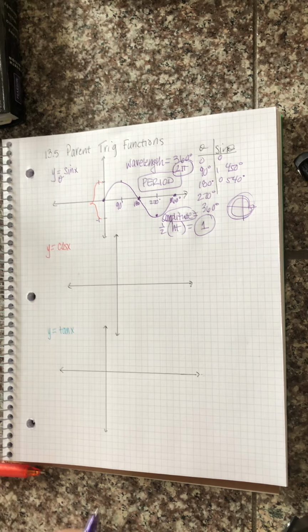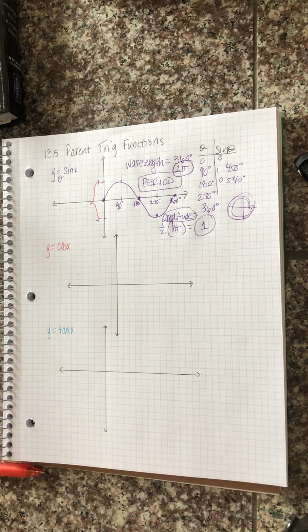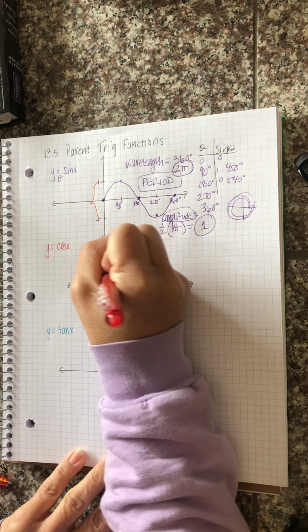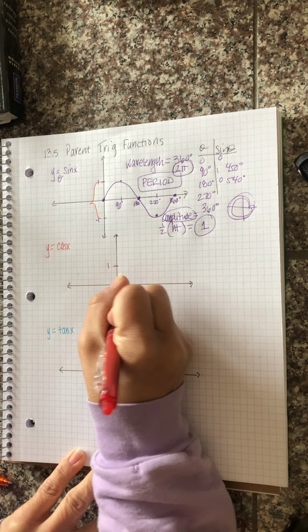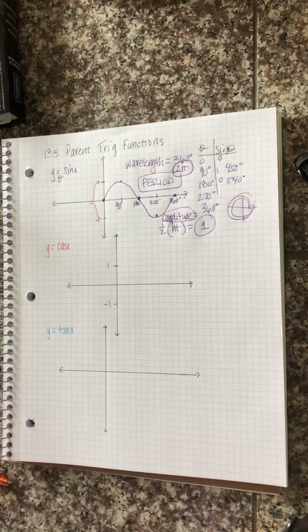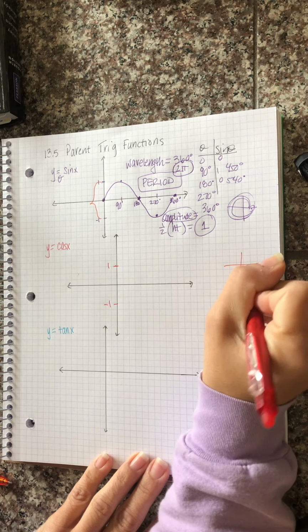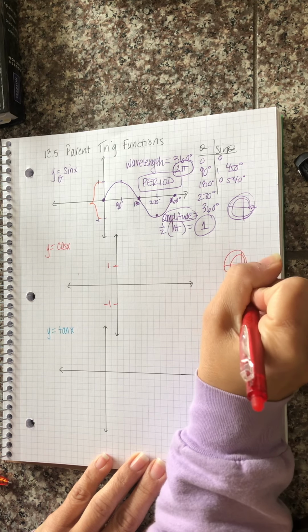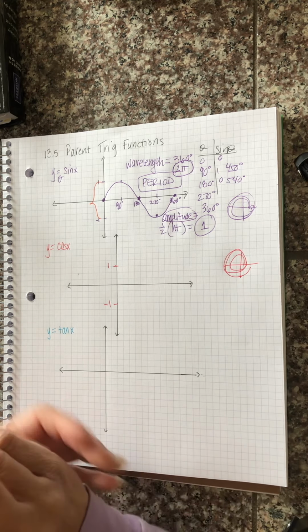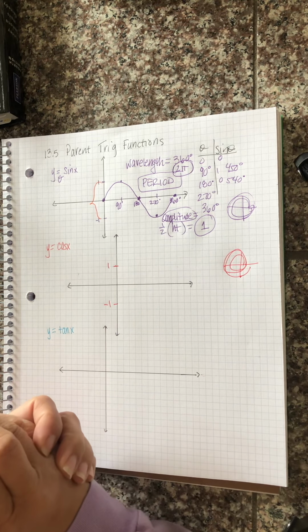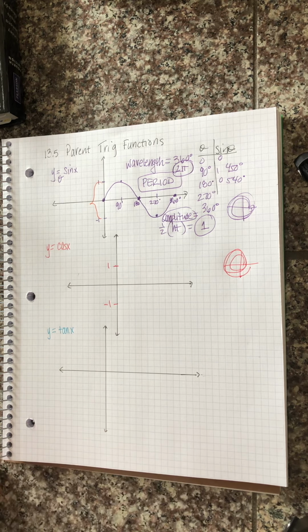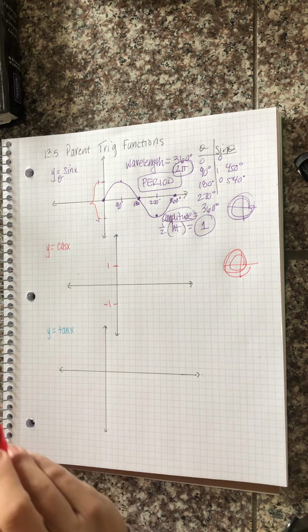Cosine looks very, very similar. Cosine, high point is 1, low point is -1. So let me draw my handy dandy circle here. Around and around and around. So what do you think the period's going to be? Yes, the period's going to be 360, also known as 2 pi.